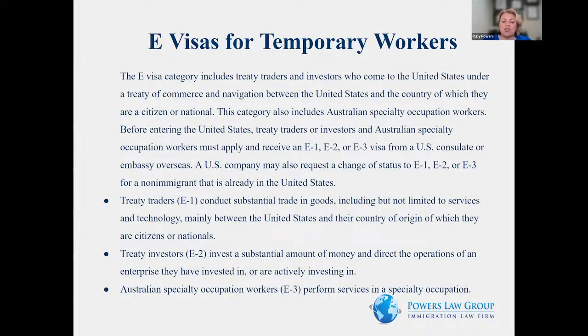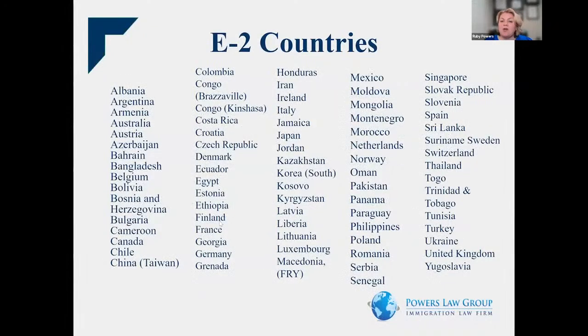And then the Australian E3, which we don't see a lot, but we do have them. The Australian specialty occupation workers perform services in a specialty occupation, but they have to be Australian. So it's very specific. Now, the thing about these visas is that they have to be with specific countries, or you have to have a treaty between the country that you're a citizen of and the United States. So the list doesn't change very frequently. Some of these countries have been on the list for a long time.